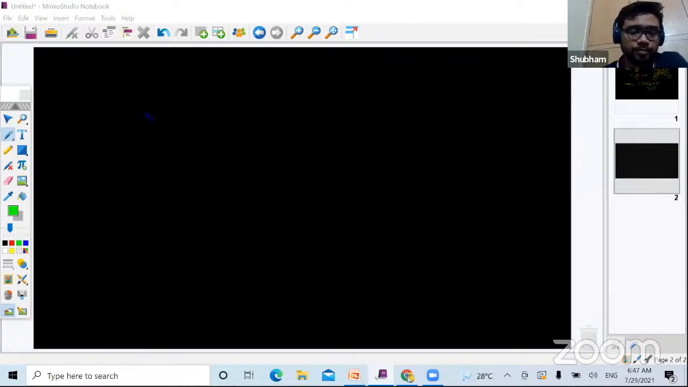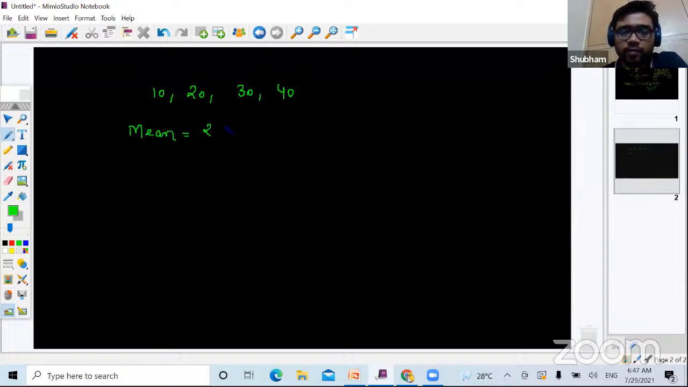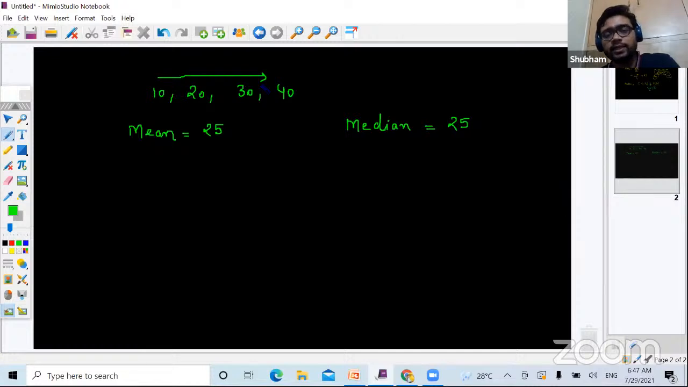See, these are my observations: 10, 20, 30, and 40. If these are my observations, then the mean, we have already calculated it to be 25, and the median will again be 25. As you can see, here the data is uniformly distributed. It's 10 and then 20 and then 30 and then 40. If data is uniformly distributed, then mean and median are almost the same.